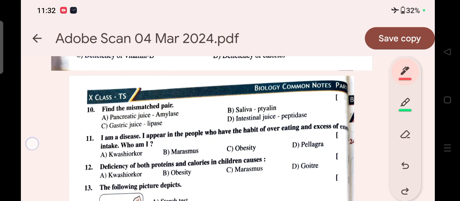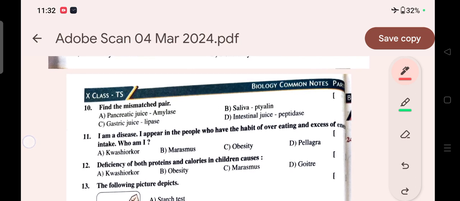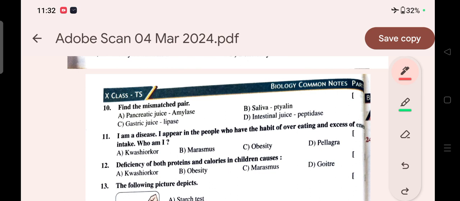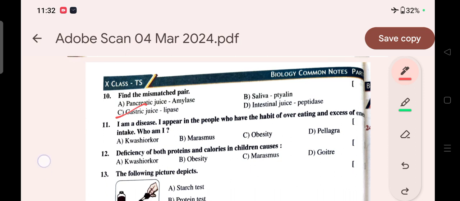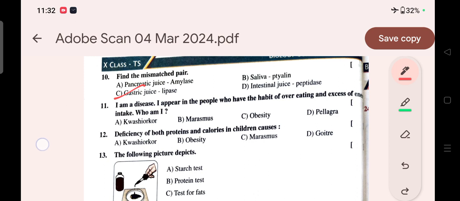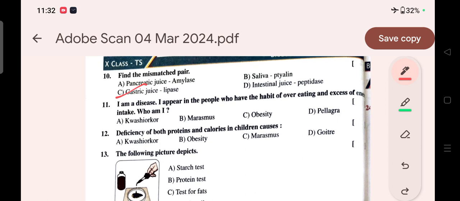Find the mismatched pair. Pancreatic juice amylase, salivary amylase, gastric juice lipase. In gastric juice, what should be present is pepsin. Option C is the mismatched pair. I am a disease. I appear in the people who have the habit of overeating, obesity. Option C is the correct.